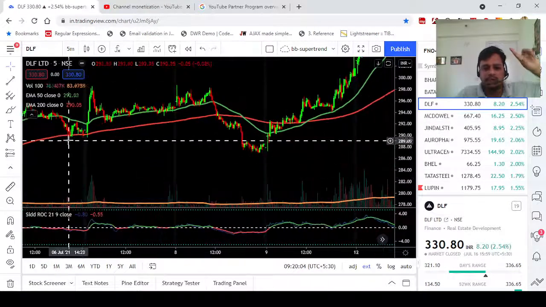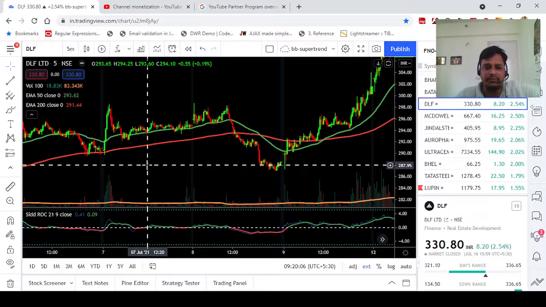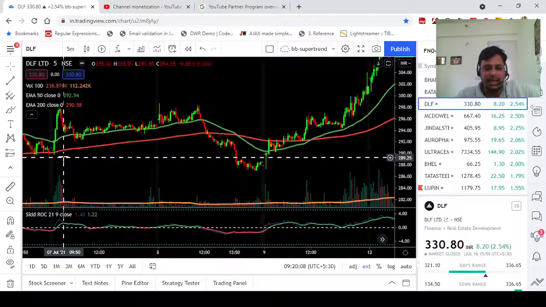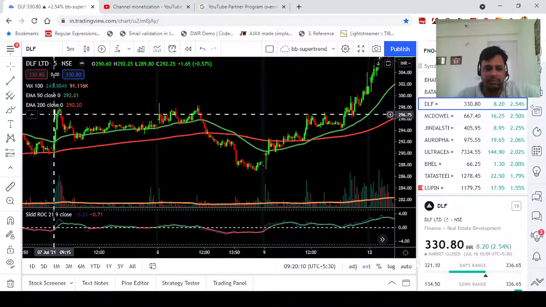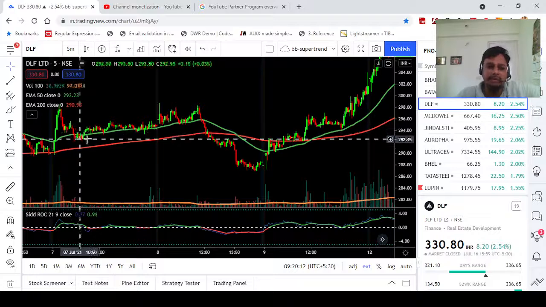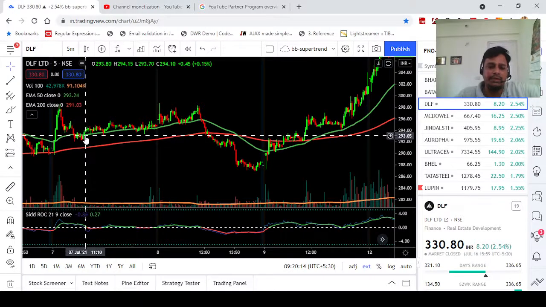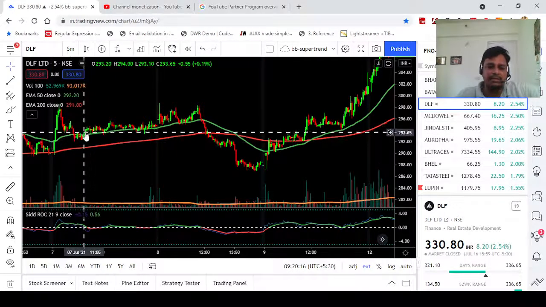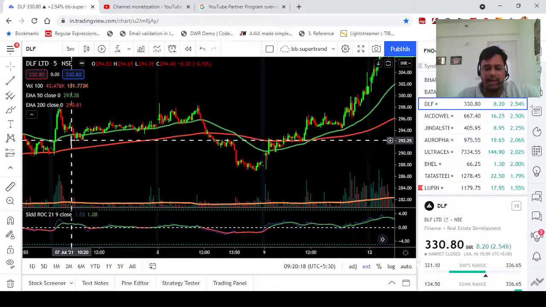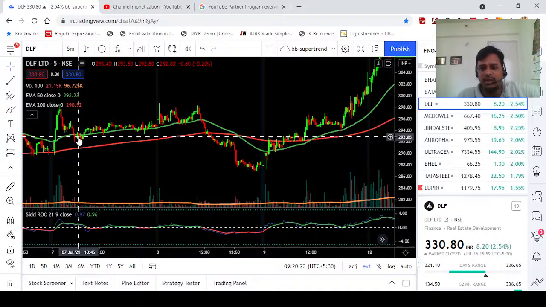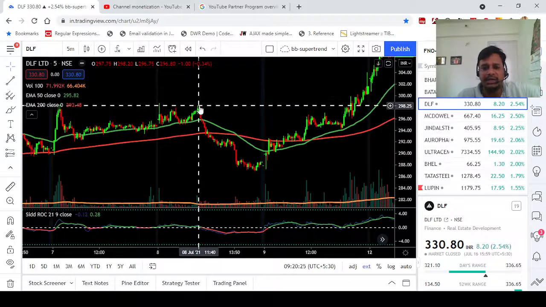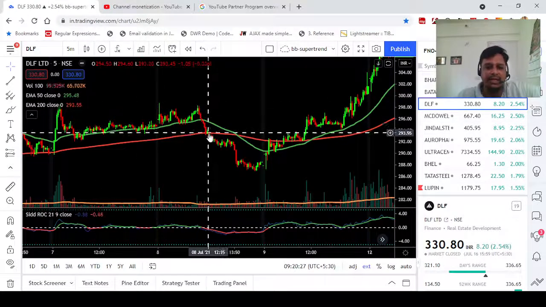Okay, so here this one worked very well. You see that again it went up, it fell down near the 50 moving average, it is hovering, and this 50 moving average is acting as a support on this setup. And from 292 to 298 it again went up, then it came down.